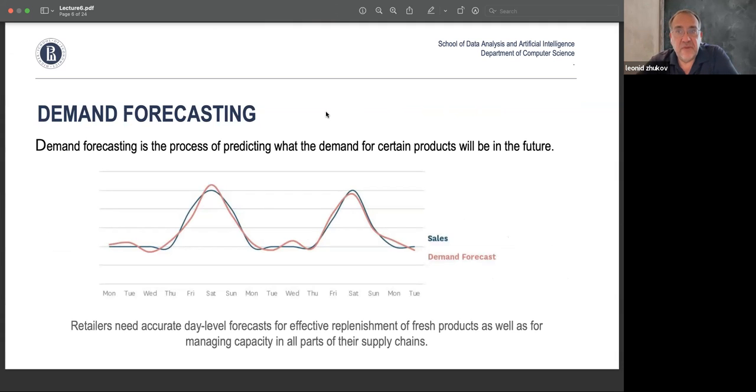For real world operations, retailers need day level forecasts, and especially grocery retailers. And remember, groceries are perishable foods, and that means you cannot store them in stock for a long time. But even with the stuff that you can store in stock for a long time, you'll be wasting stock if the demand is low and you order a lot. And so, yes, definitely, the sales and demand curves follow each other, but they're different.